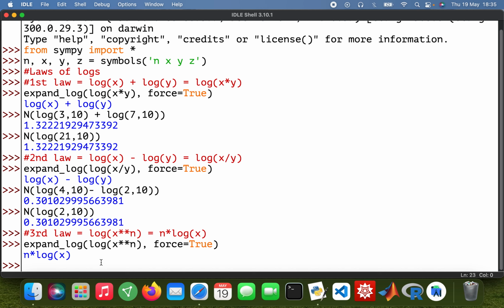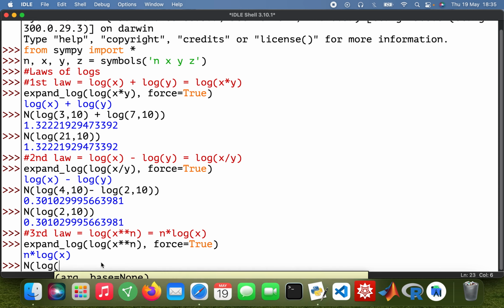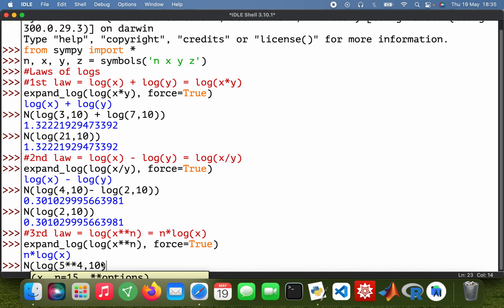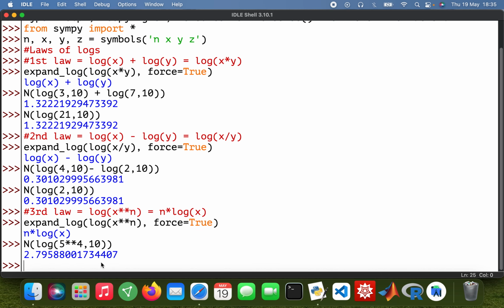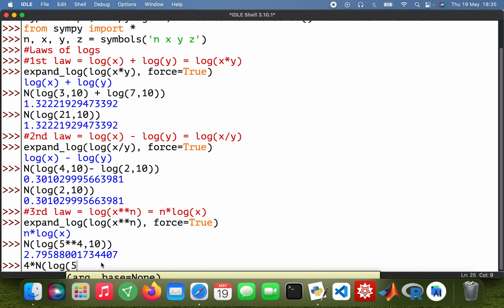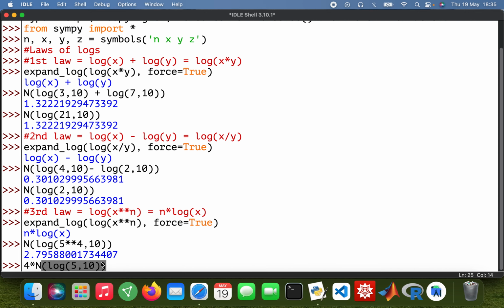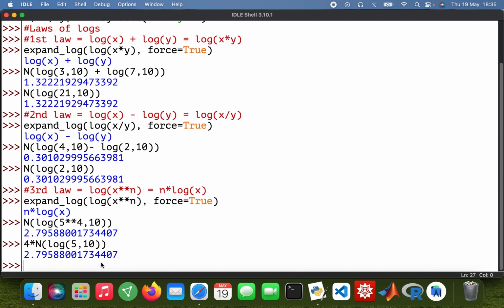So I'll do one example. So n and log 5, so that's power 4, in base 10, right. So what I'll do is now, so 4 times log 5. So there we are. Cool.